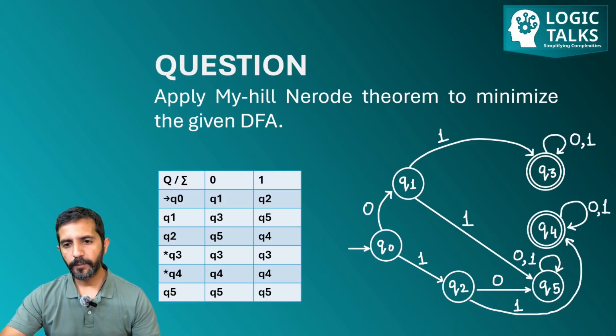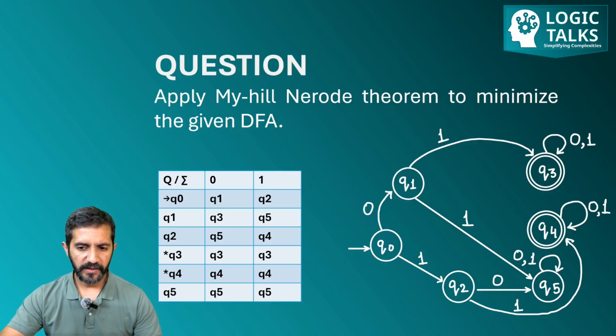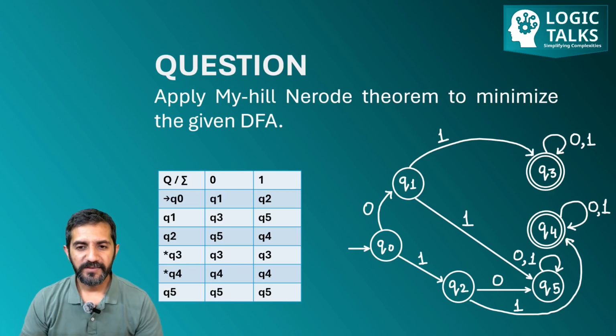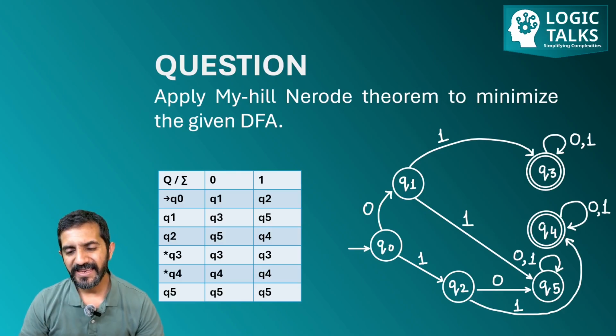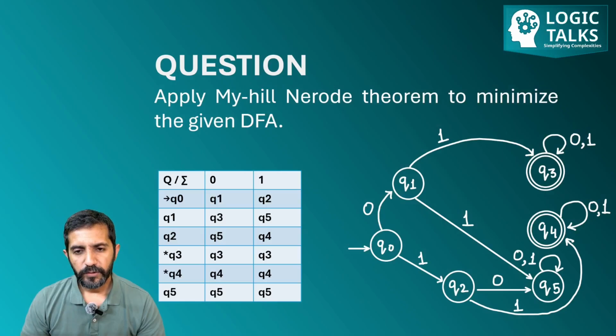So the question is to apply Myhill Nerode theorem to minimize the given DFA. The DFA may be given in the form of a transition table, or it may be given in the form of a transition diagram, one and the same thing. The minimization here means to reduce the number of states to the minimum possible without having any change in the language which is accepted by the DFA. So now let us move on to the solution.